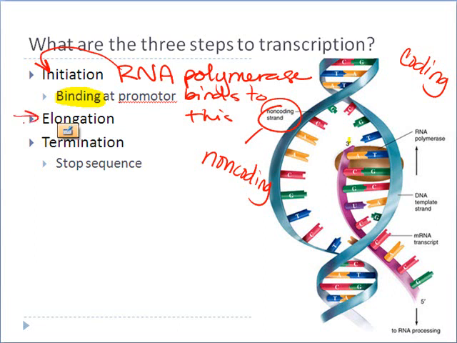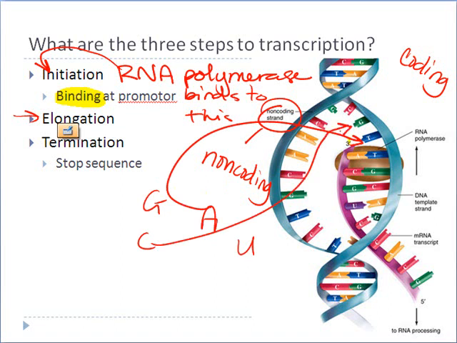Now once RNA polymerase has bound to the DNA, that's the end of initiation, and we go into the elongation phase. Again, that's when all these free-floating A's, U's, C's, and G's are brought in one by one and paired up with their complementary nucleotide on the DNA, and that allows us to form what you see here in purple, which is our forming messenger RNA strand. That's elongation.